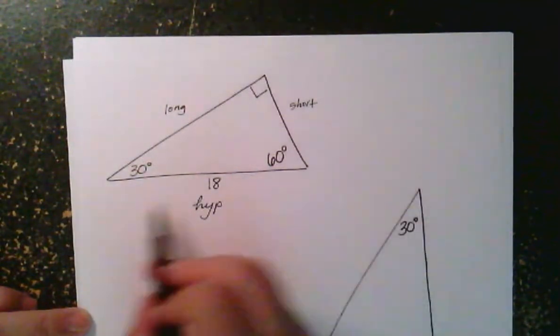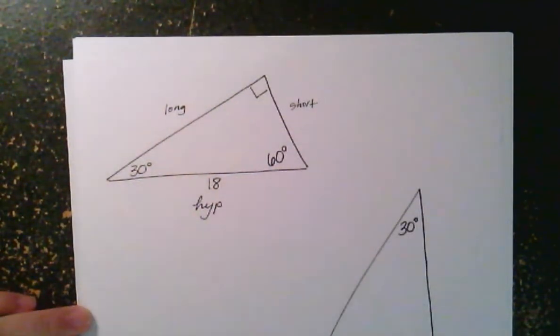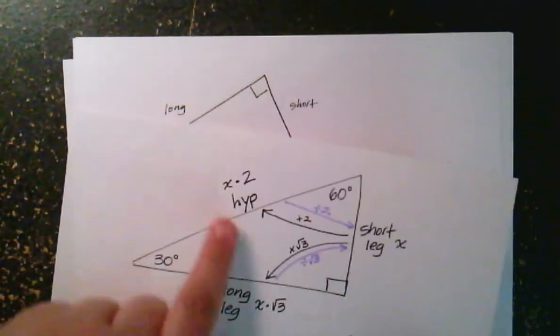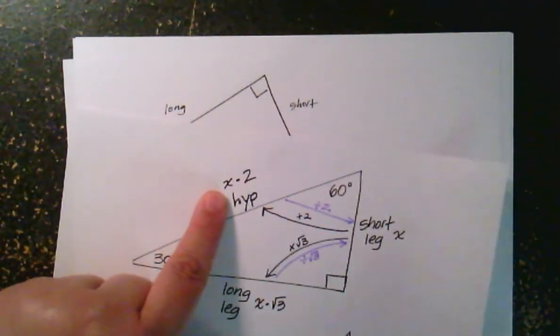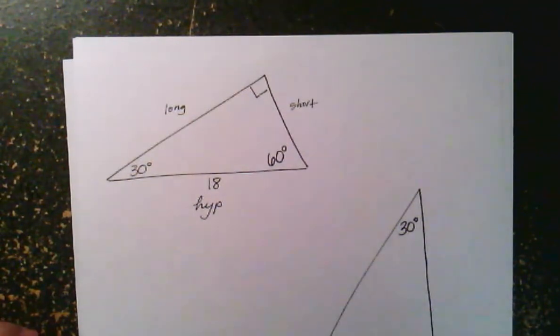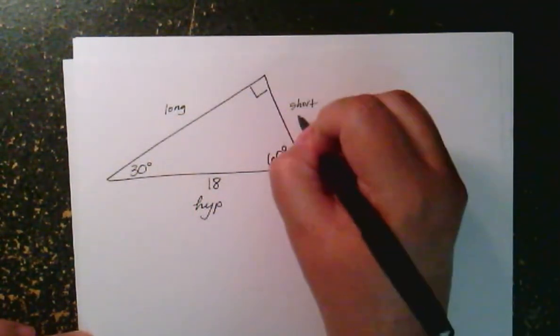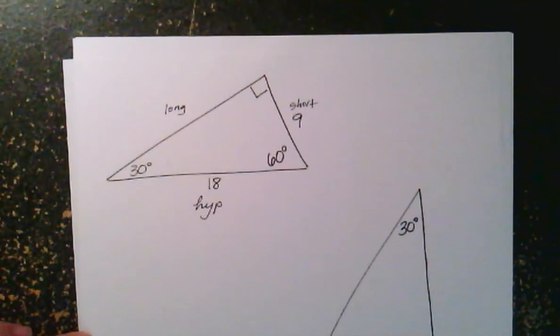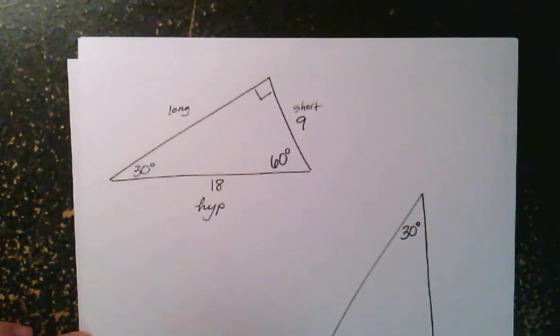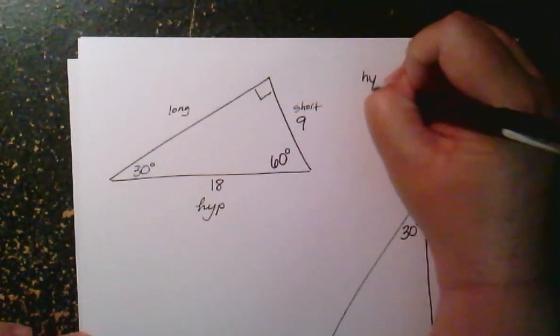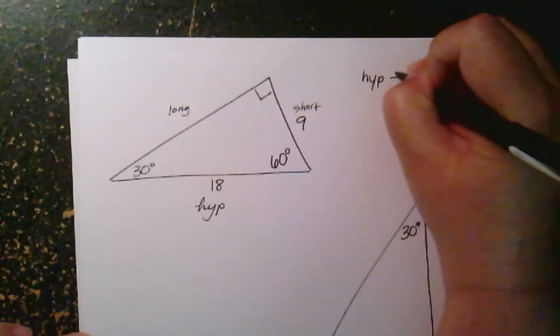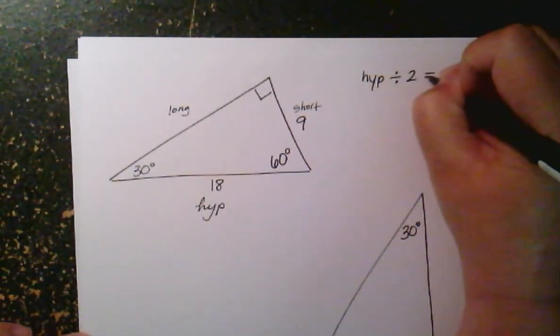So, okay, we have a hypotenuse of 18. Our rule says that the hypotenuse is the short leg times 2. So if I want to go backwards, I divide by 2 and I get a short leg of 9. Hypotenuse divided by 2 gives me the short leg. And we could write that if we wanted to. Hypotenuse divided by 2 equals the short leg.